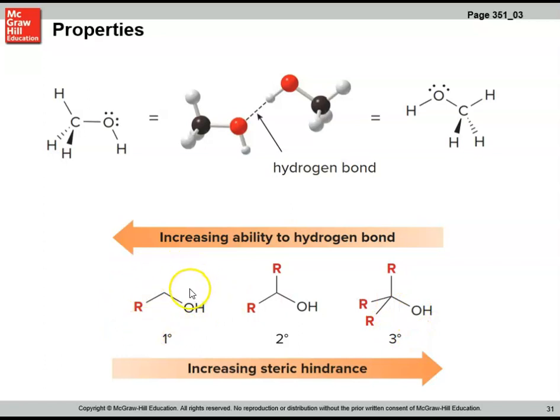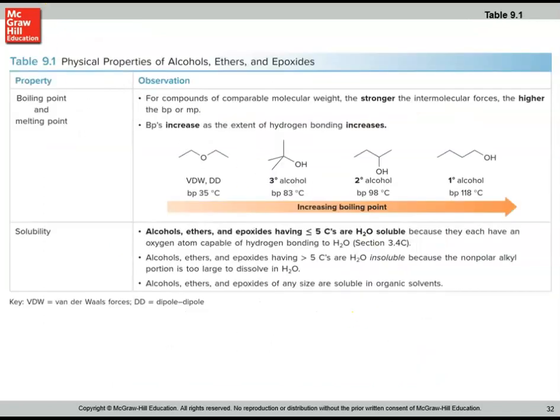So primary alcohols will have lower steric hindrance, but higher ability to hydrogen bond and generally higher boiling points and melting points. And when we get to tertiary, that will reduce the effectiveness of the hydrogen bond, and those boiling points and melting points will change with the change in intermolecular forces. Here is a summary of that, describing what I just mentioned on the last slide.